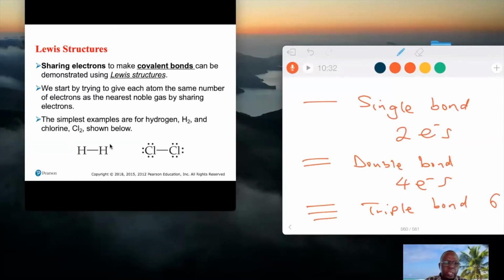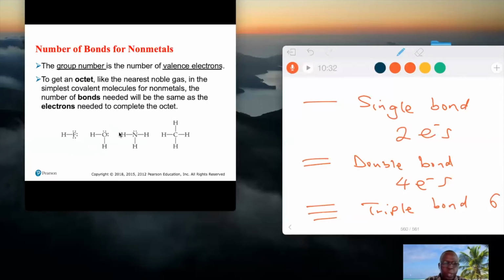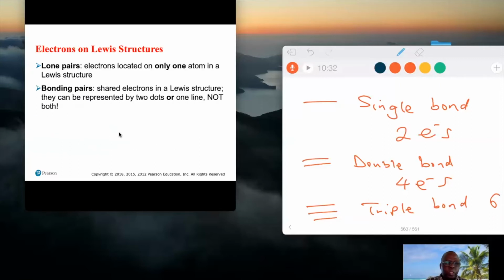Next, how do we draw the Lewis structure for molecules? The other one was the Lewis structure for elements, just the element symbol and the dots around it. But how do we go about it with molecules? We can also draw Lewis structures for molecules, and there are two types of electrons here.